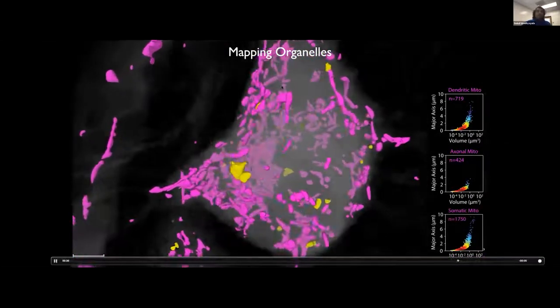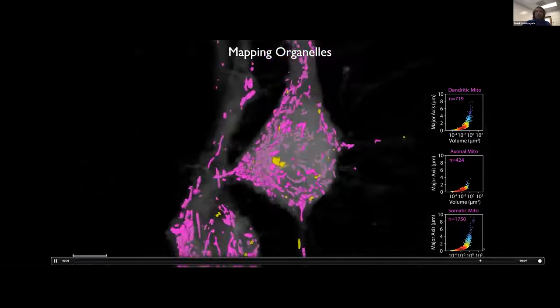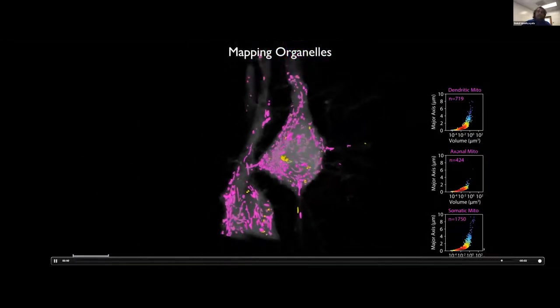And again, we've done that in the soma, we've done that in dendrites, and we've done that in axons. And you see that you have larger mitochondria in the soma and the dendrites compared to the axons, which makes sense, because axons are pretty constricted and very, very thin structures. So again, this is one field of view. What can we do if you wanted to image something larger?